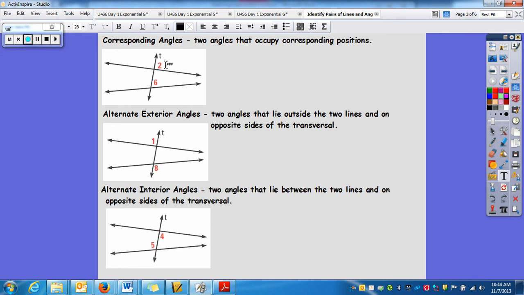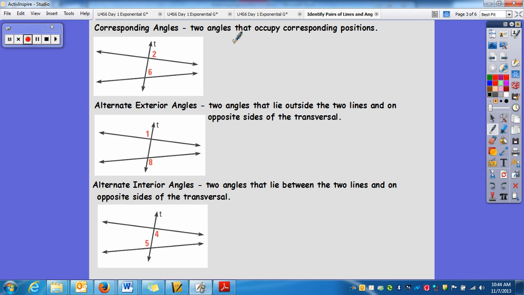And what you're going to notice about these names is that they're named based on where the angles are. So let's look at this first one. Corresponding angles are 2 angles that occupy the same position. So we have 2 and 6. Notice they're both on the top right side of the angle. We also have a pair here, a pair here, and also a pair here. So if you coordinate those colors, all those are corresponding angles. So there are 4 pairs of corresponding angles. They're all in the same position along each of the 2 lines.